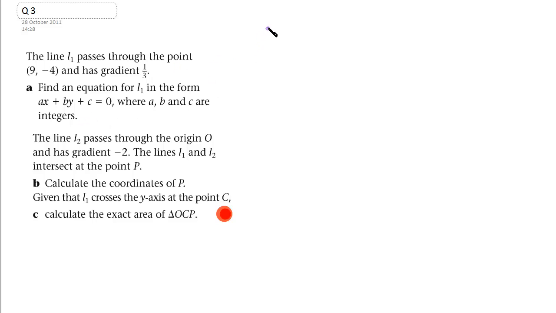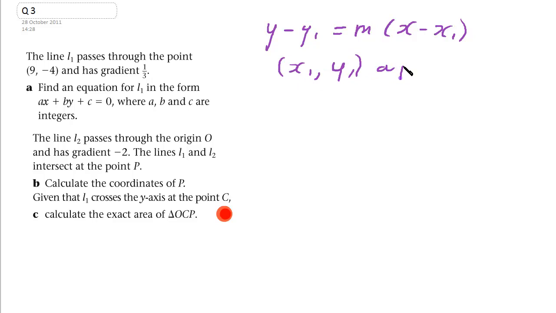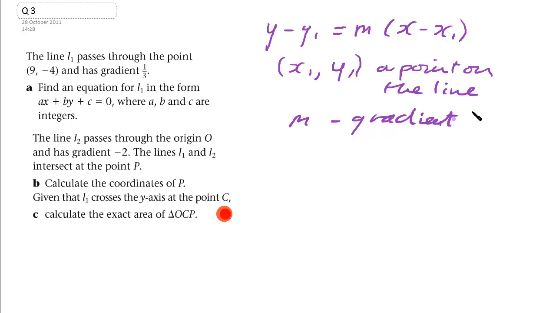Well, if you remember from my last question, this is my favoured way of remembering the equation of a line. It's nice and easy to remember: y minus y1 equals the gradient m times x minus x1. Remember, (x1, y1) is a point on the line. You always need a point and a gradient, and you can always work out the gradient if given 2 points. m is the gradient. So these are the key things to remember when using this.